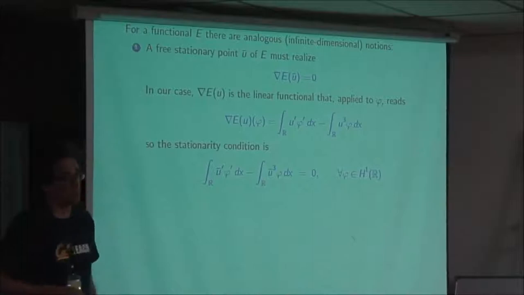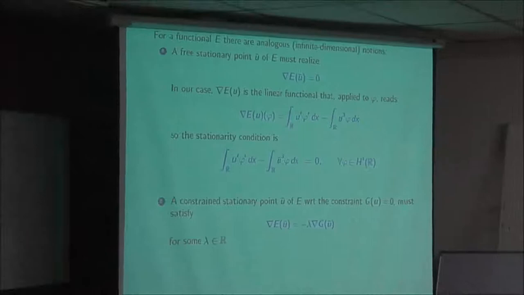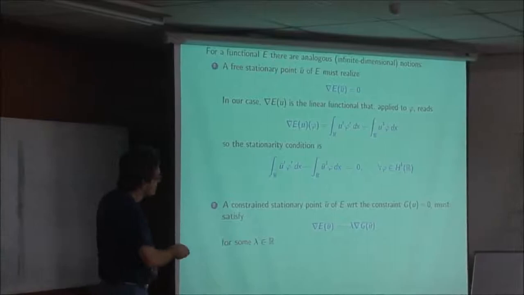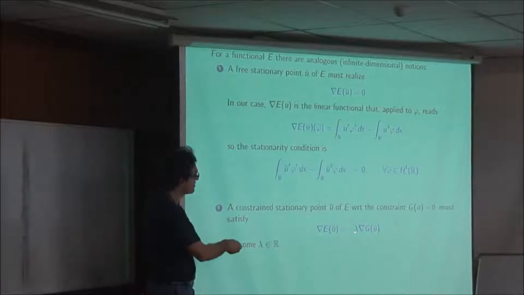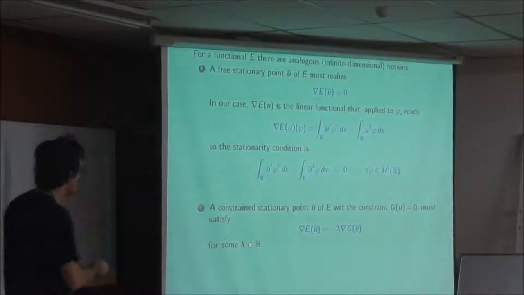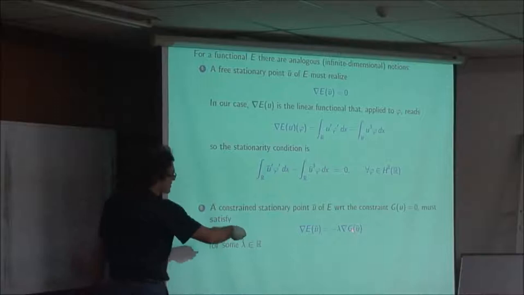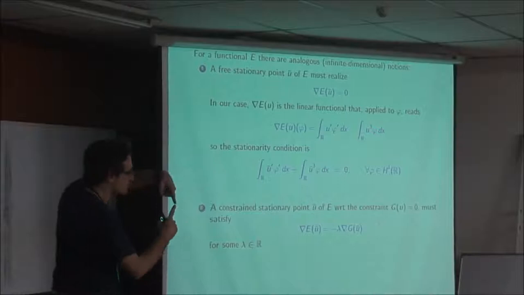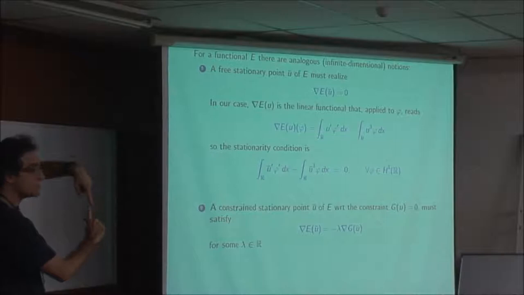But now we have a constraint here. So we introduce a constraint. So for a constrained stationary point u bar, and in perfect analogy with the finite dimensional setting, the gradient of E, which is now a linear functional, must be proportional, must be parallel to the gradient of g. What is lambda? Lambda is a real number. When solving this problem, lambda will be an unknown. But the idea is that the two gradients must be parallel, remember, because in order to be stationary on a curve, it is not necessary not to grow, but it is necessary to grow perpendicularly to the curve.